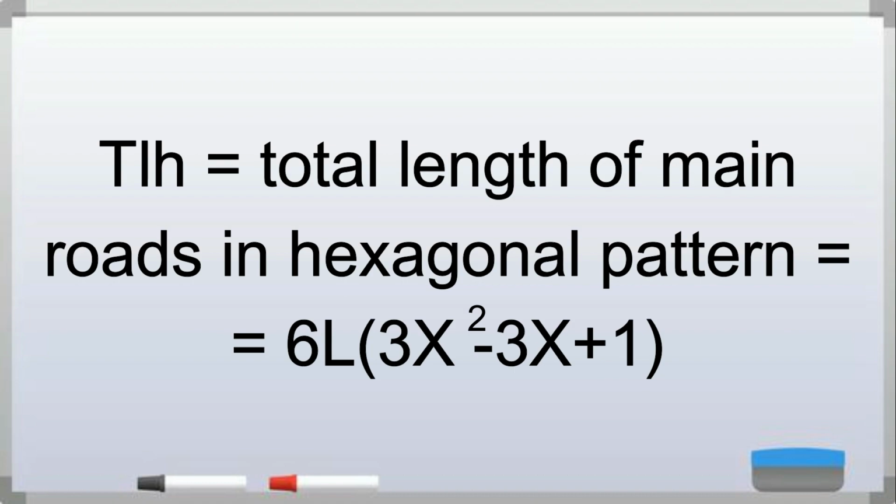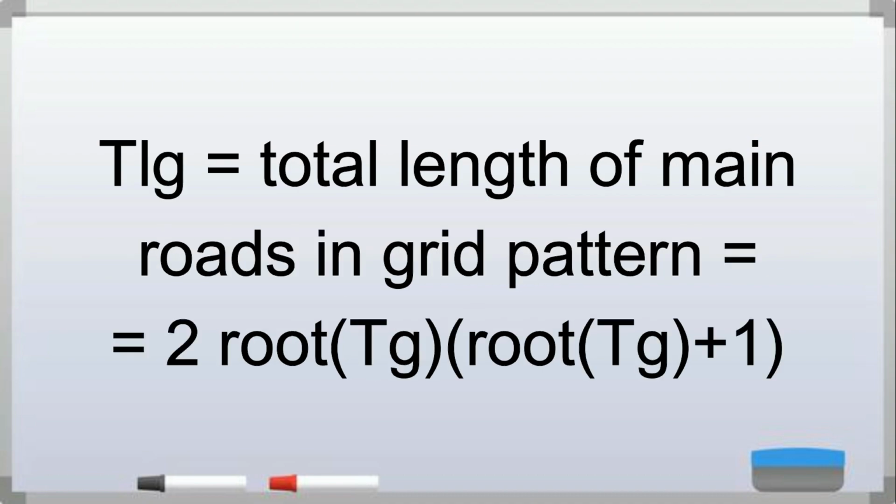TLH equals total length of main roads in the hexagonal pattern, because all of the main roads in this pattern are edges of hexagons and none of the hexagons share edges with each other. TLH equals th times 6L equals 6L times 3x squared minus 3x plus 1. TLG equals total length of main roads in grid pattern equals 2 times root tg times root tg plus 1.